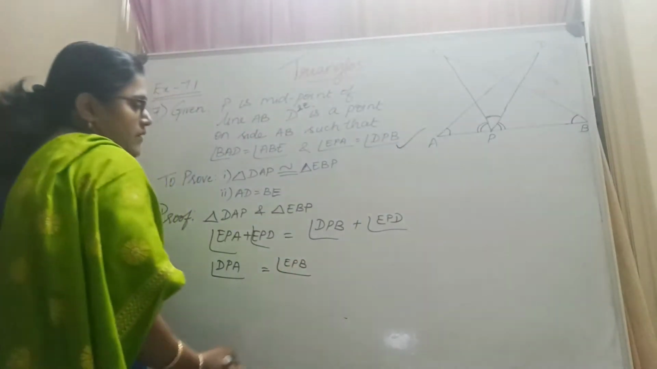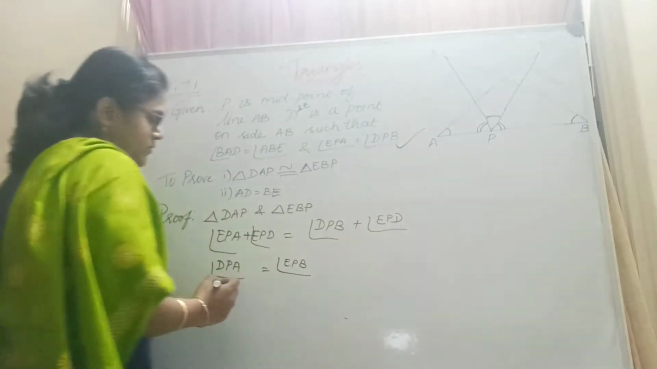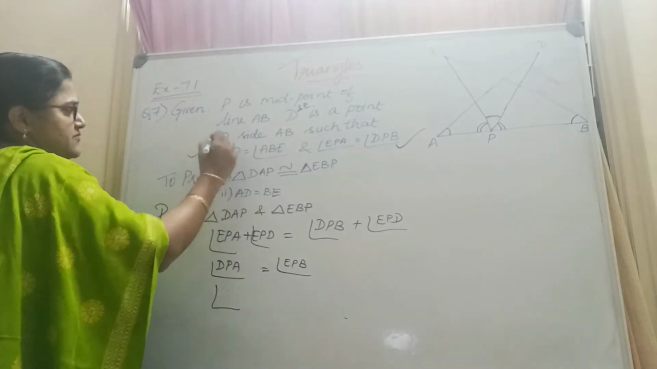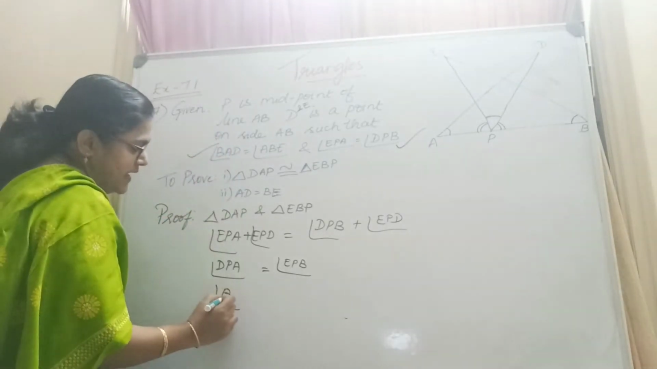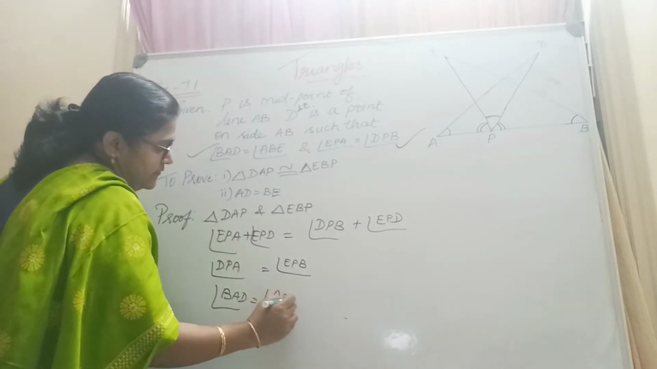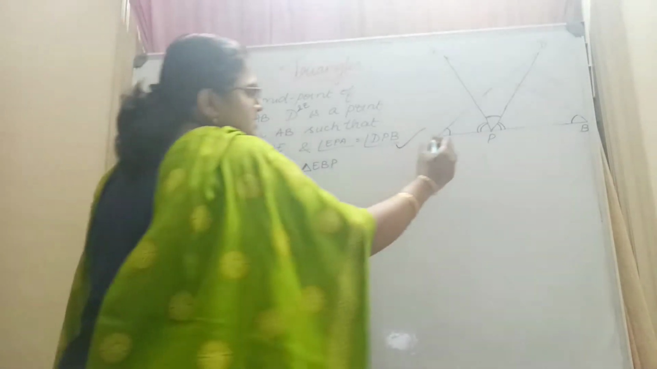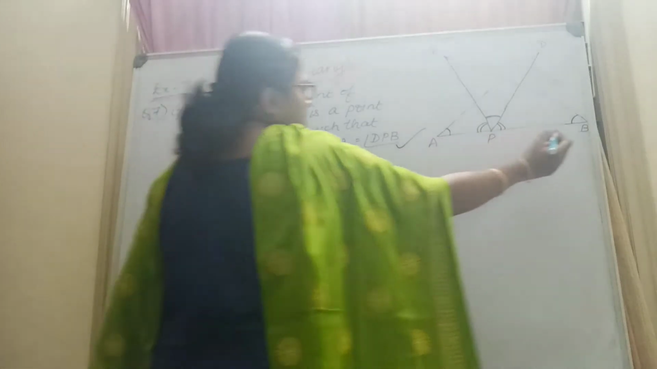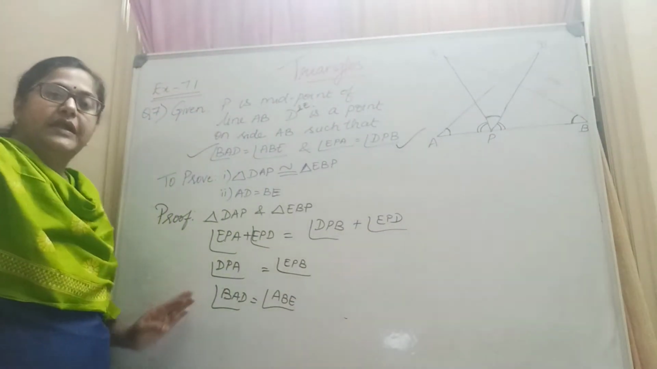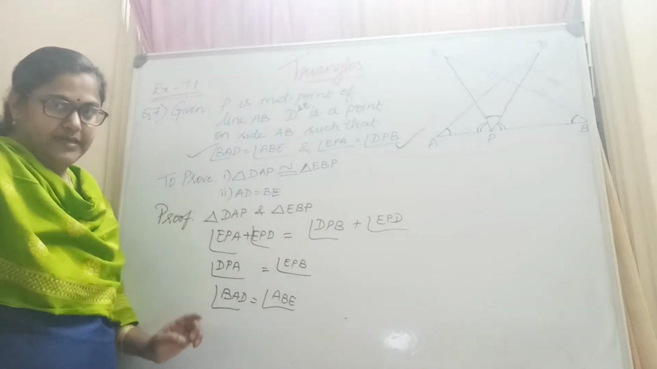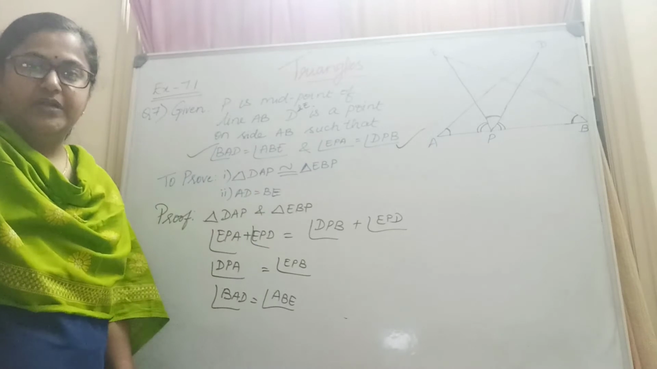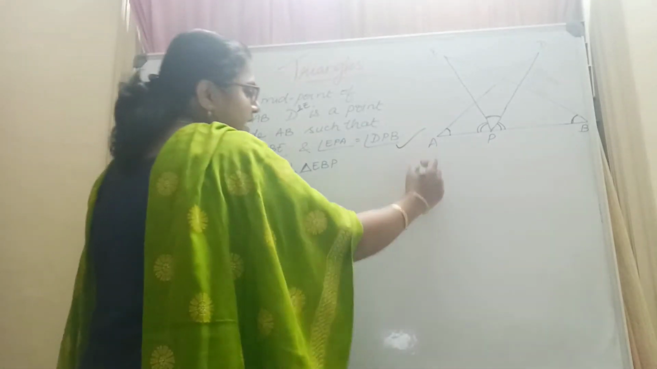angle EPB. Okay. Now, after this, it is given that angle BAD is equal to angle ABE. Now, I have got two informations, two angles, right? I need one more information to prove that the two triangles are congruent. Now, which information can I take?